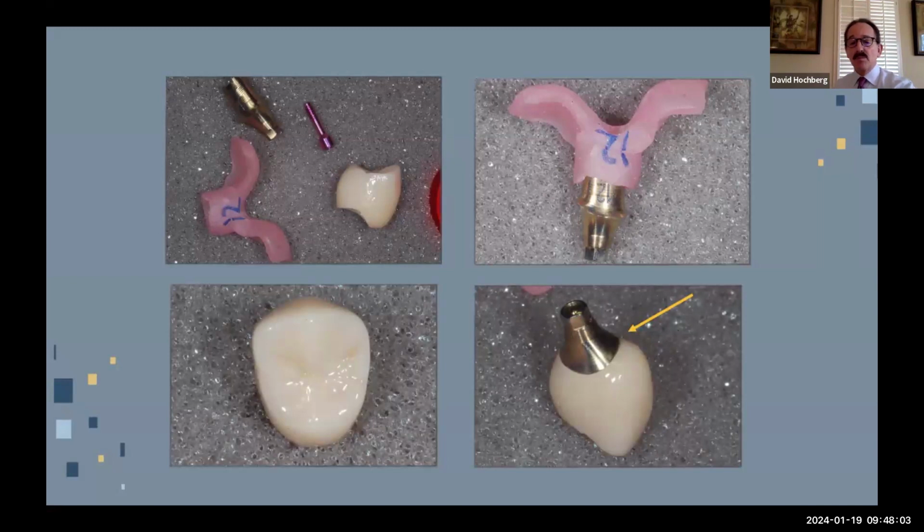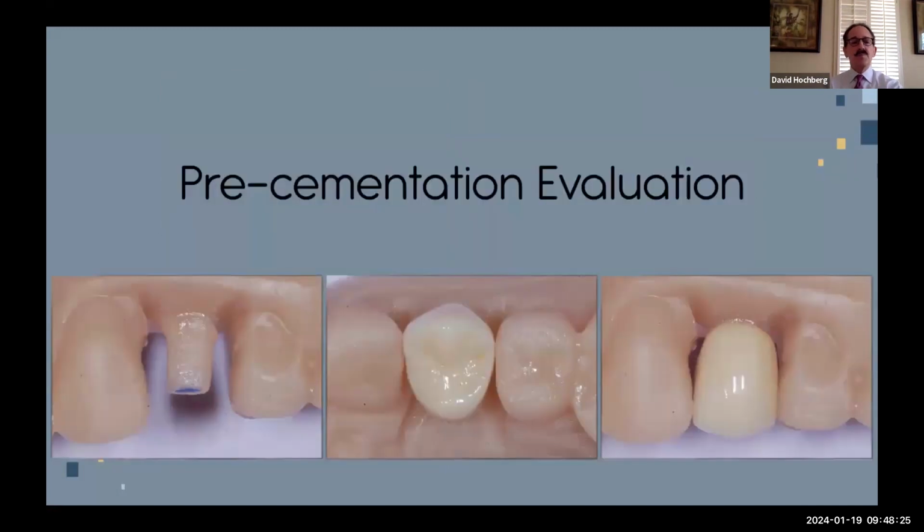But what's even more important is take a look at the interface between the custom abutment, anodized yellow, and the crown. It's seamless. It's the same seamless interface that a tie base has with a crown. So you're providing a cemented restoration with all those benefits.